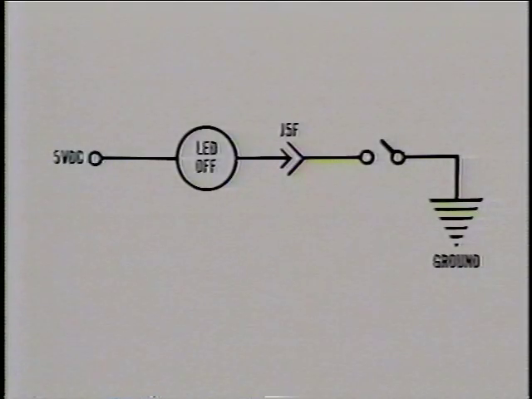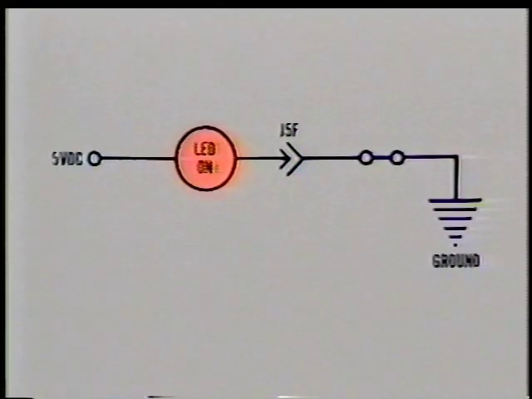The function board supplies 5 volts DC to one side of each of the indicator LED circuits. In order to turn one of the indicator LEDs on, the function board applies ground to that LED circuit through the pin on the J5F connector assigned to that indicator circuit.